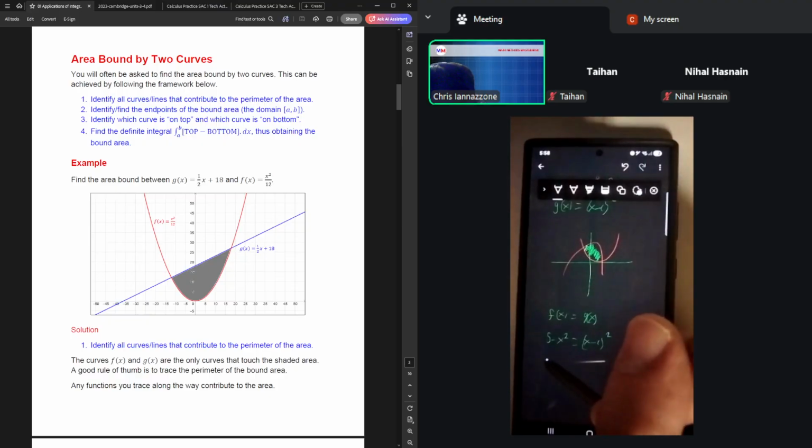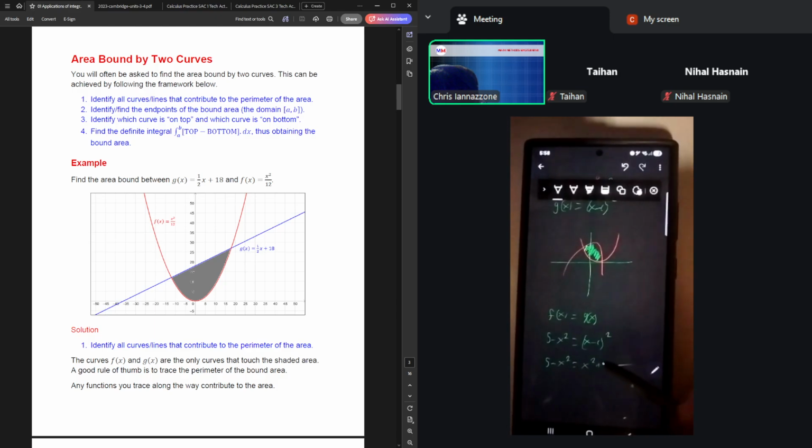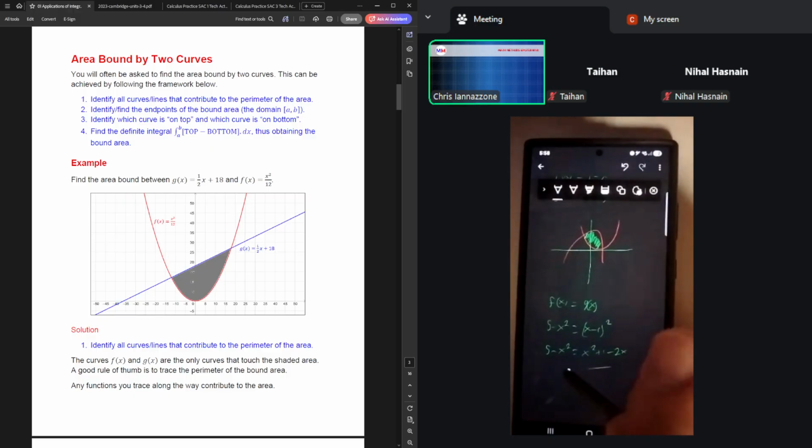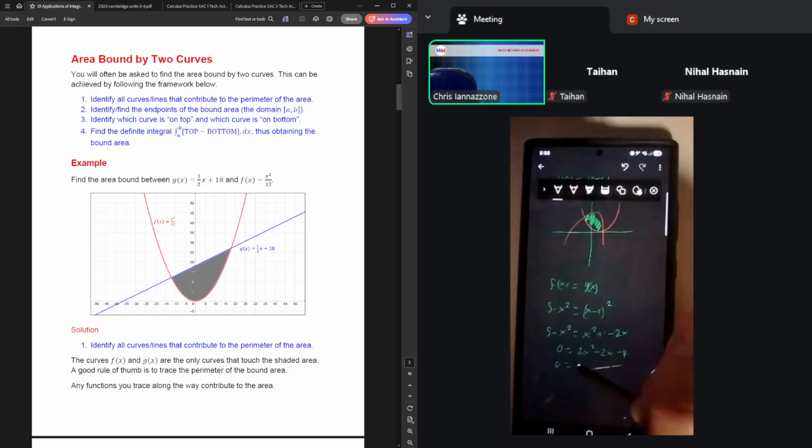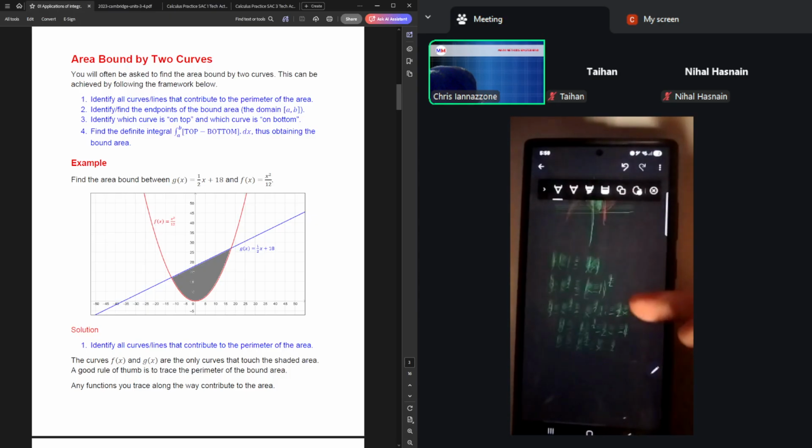Probably just expanding this out. 5 minus x squared equals x squared plus 1 minus 2x. So we're going to have 0 equals 2x squared minus 2x plus 1 take 5, so minus 4. Divide everything down by 2, and then solve the quadratic.